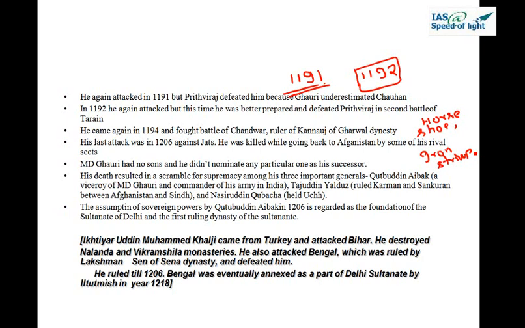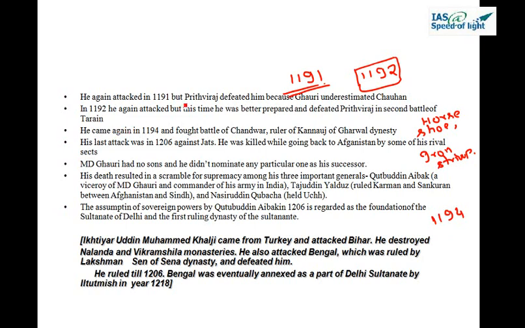Now after Tarain, Ghori returned to Ghazni, leaving the affairs of India in the hands of his trusted slave general Qutubuddin Aibak. But after 2 years, in 1194, he returned, and this time he crossed the river Yamuna, and there we see the battle of Chandwa against the Indian ruler Jayachand, and he defeated Jayachand. So the battle of Tarain in 1192 and the battle of Chandwa laid the foundations of Turkish rule in northern India.